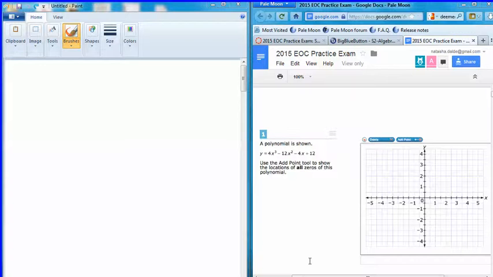So here's what we got. We have some kind of polynomial, and what we want to do is figure out what are the zeros of this thing. Now, if we had a graphing calculator, this would be really nice.